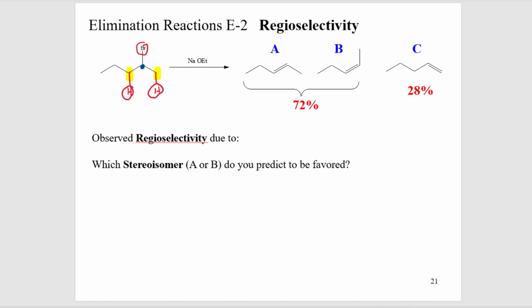So I can do it in both of these cases. So all of these A, B, and C products are possible. And I'm showing you the actual experimental distribution of them. The major product, again, would have taken the proton in order to give the more substituted double bond. So A and B lead to the more substituted double bond, right? Because they're both di-substituted.